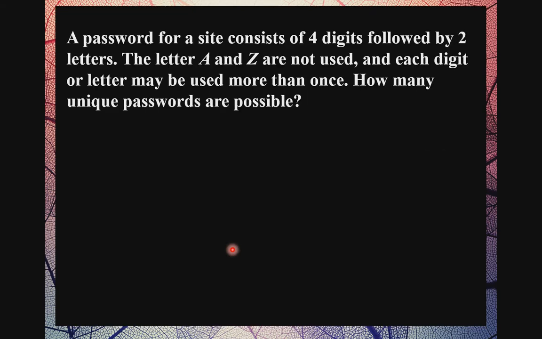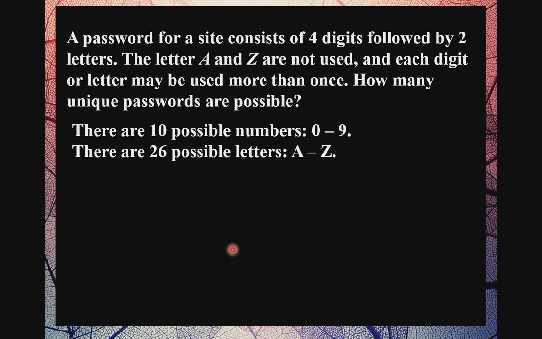Now, a password for a site consists of 4 digits followed by 2 letters. The letters A and Z are not used, and each digit or letter may be used more than once. How many unique passwords are possible? So dito, we have 10 possible numbers which are 0 to 9. Again, kapag digit, 0 to 9 lang po ito, so there are 10. And there are 26 possible letters in our English alphabet from A to Z.